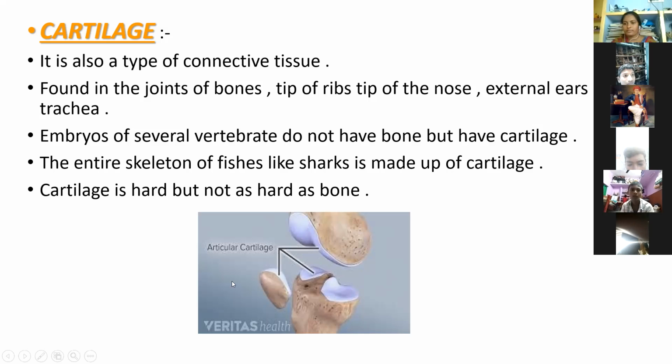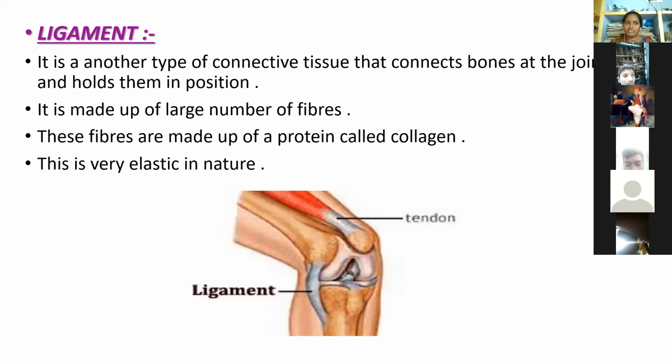Next is the ligament. The ligament is also another type of connective tissue. It connects bones at the joints and holds them in position. This is the ligament. It is also one type of connective tissue.